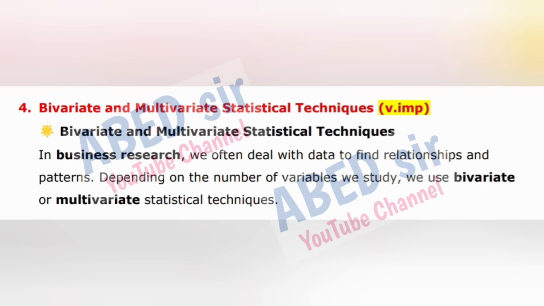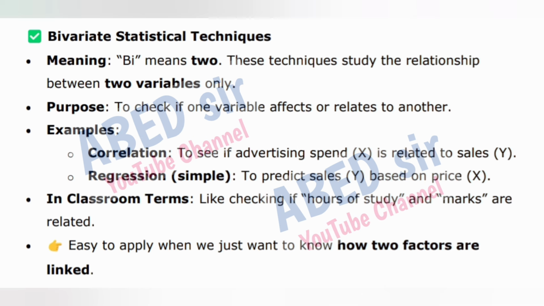Bivariate and multivariate statistical techniques. In business research, we often deal with data to find relationships and patterns. Depending on the number of variables we study, we use bivariate or multivariate statistical techniques. Bivariate statistical techniques. Meaning bi means two. These techniques study the relationship between two variables only. Purpose, to check if one variable affects or relates to another.